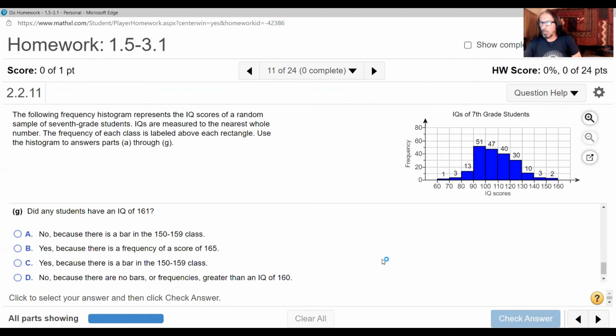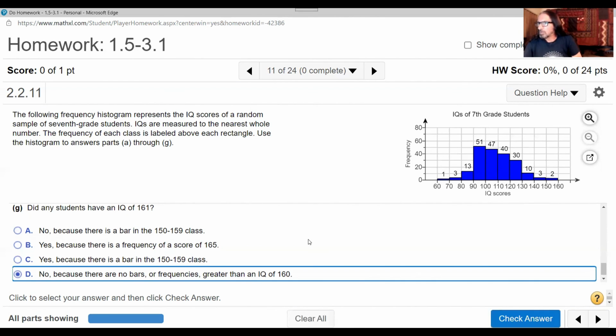Do any have an IQ of 161? You don't have any bars from 160 and beyond. If there were, then we might talk about someone with either a score of 161 or at least a score of 160 or higher. Since there are none, the answer is no. There are two choices with no there, so you have to read carefully. It's the last one.